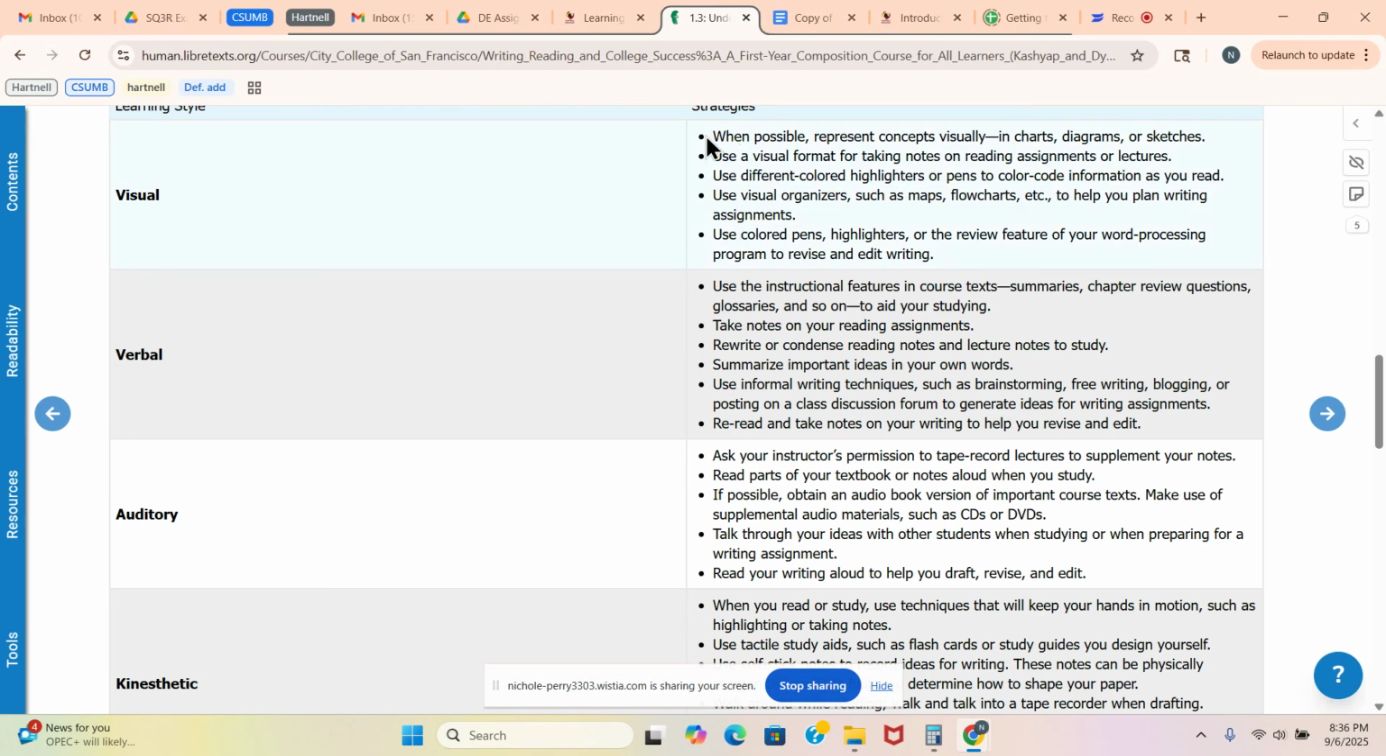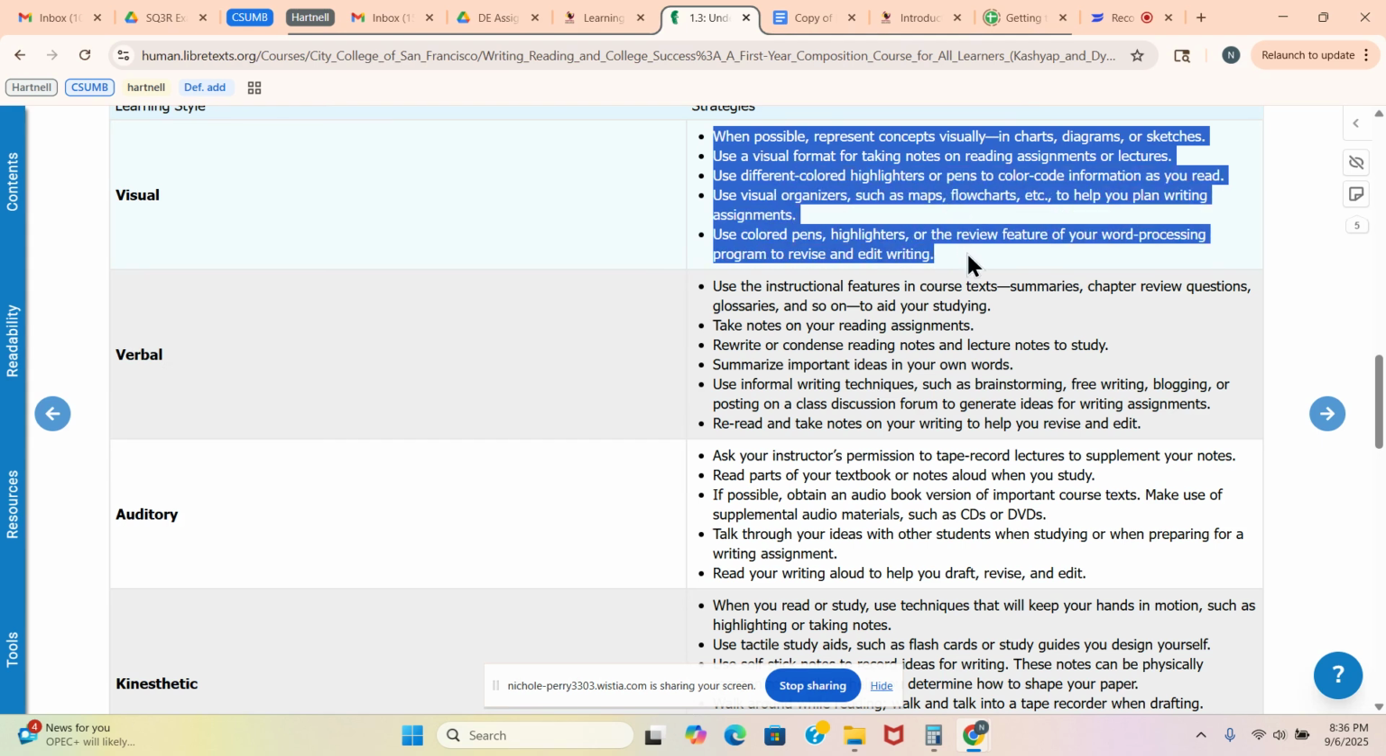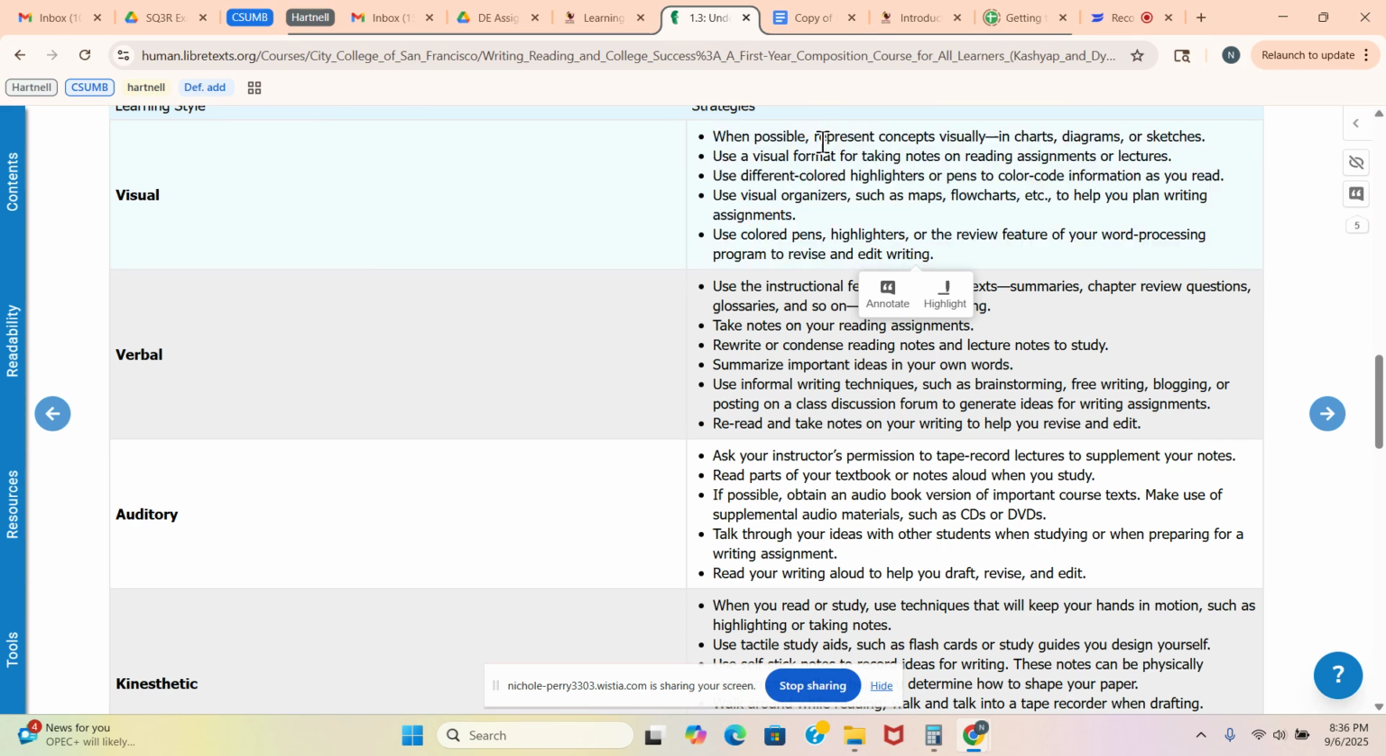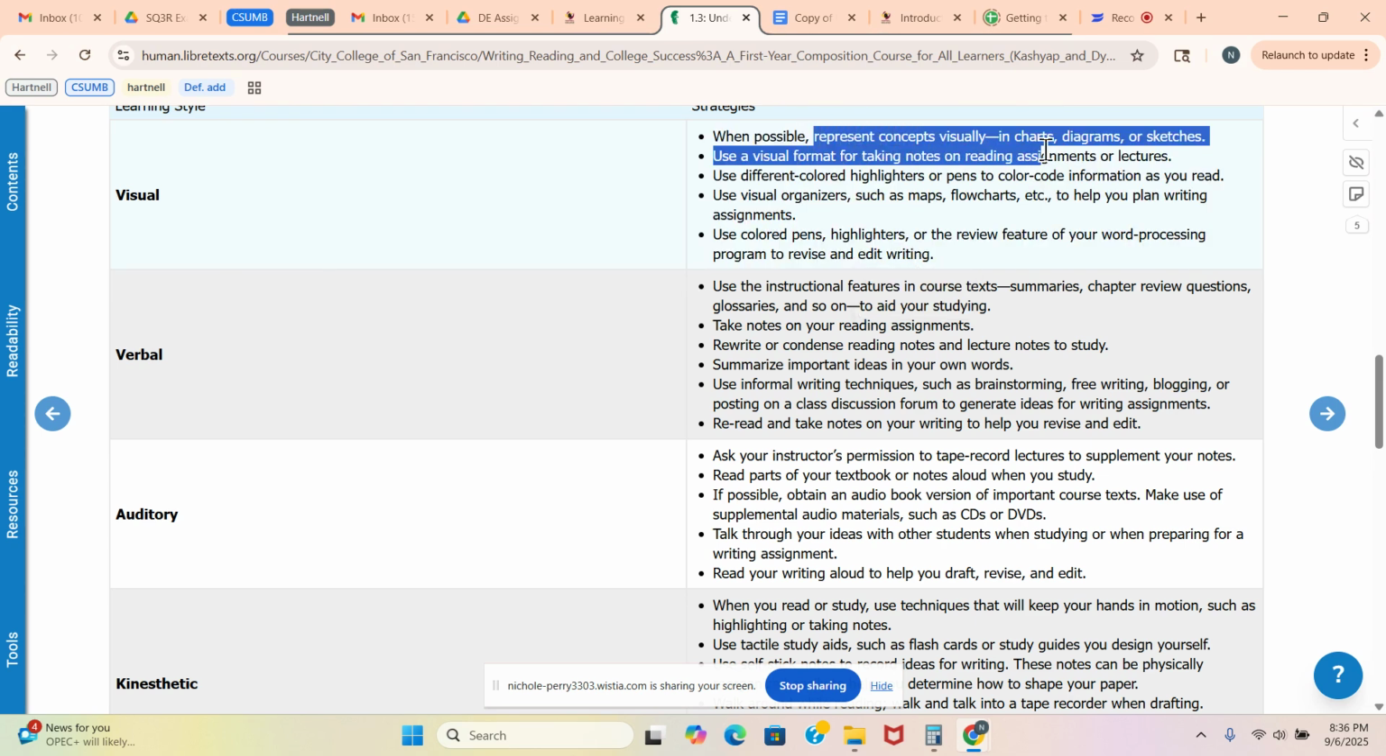If I'm a visual learner, then I am looking at the strategies that they suggest. Which of these strategies would you actually do? For me, I would possibly represent visual concepts visually, charts, diagrams, or sketches. I wouldn't do sketches because even though I like to draw, I'm not a very good artist. I would look at those sketches later and be like, I don't know what that means. But charts and diagrams make sense to me.